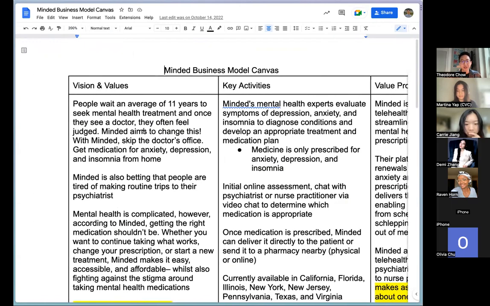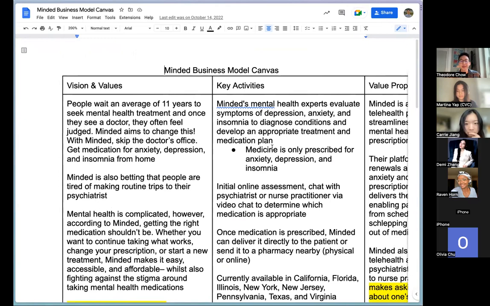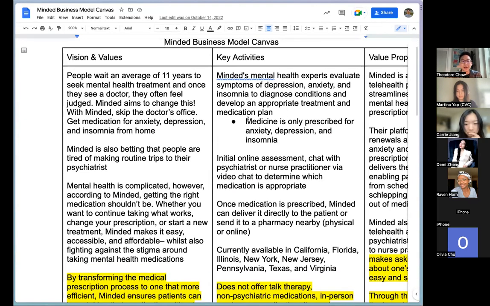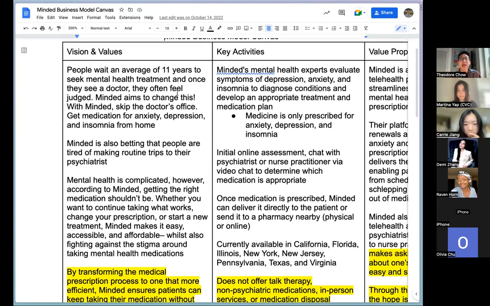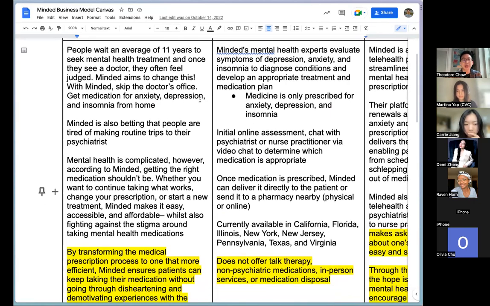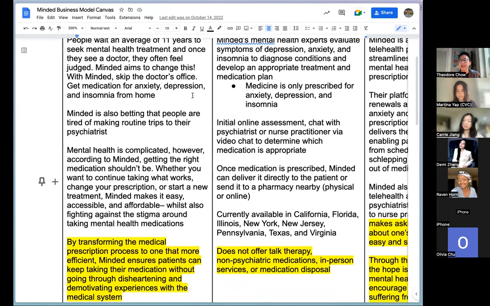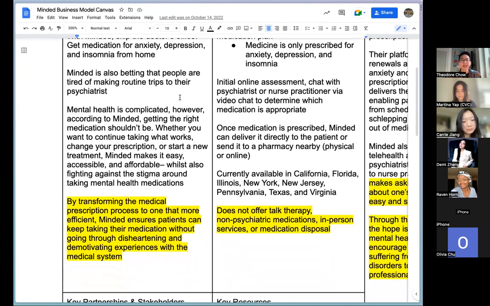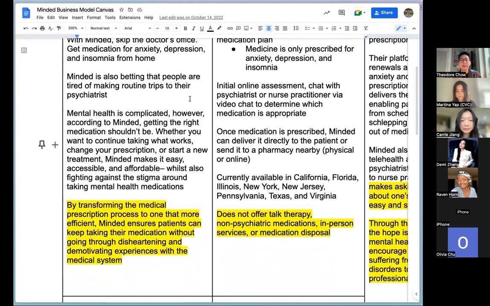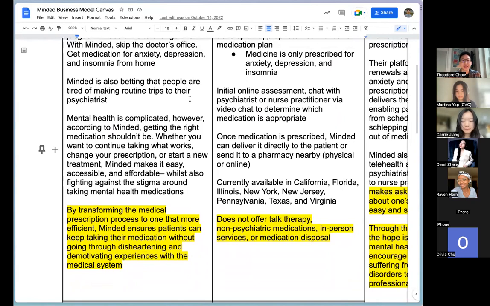But as always, we just start off with their visions and values. People wait an average of 11 years to seek mental health treatment, and once they see a doctor, they often feel judged. Minded wants to change this. They want to skip the doctor's office and immediately get the medication for anxiety, depression, insomnia, etc. from home.